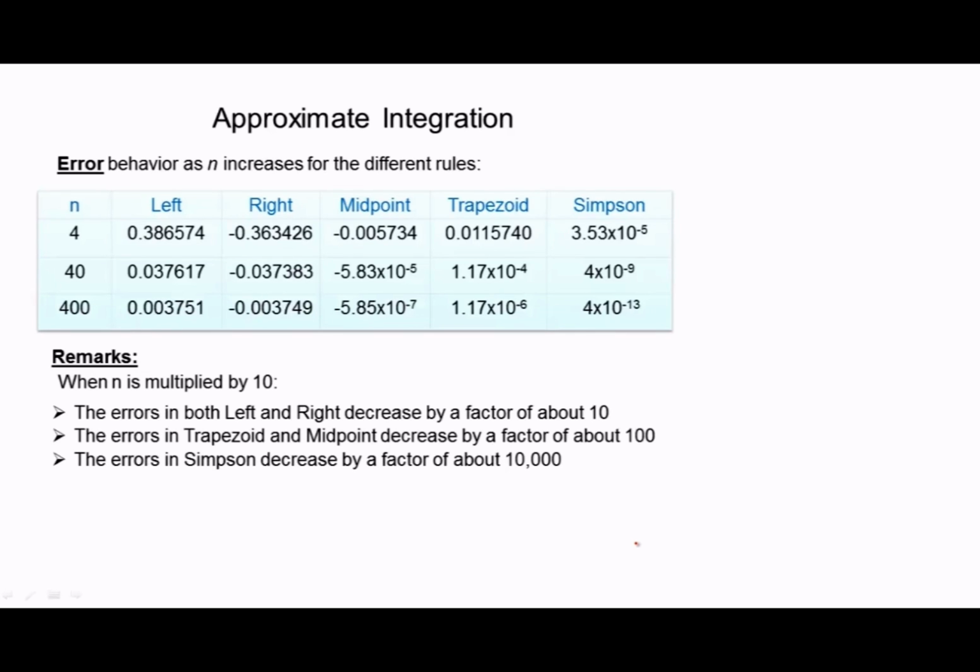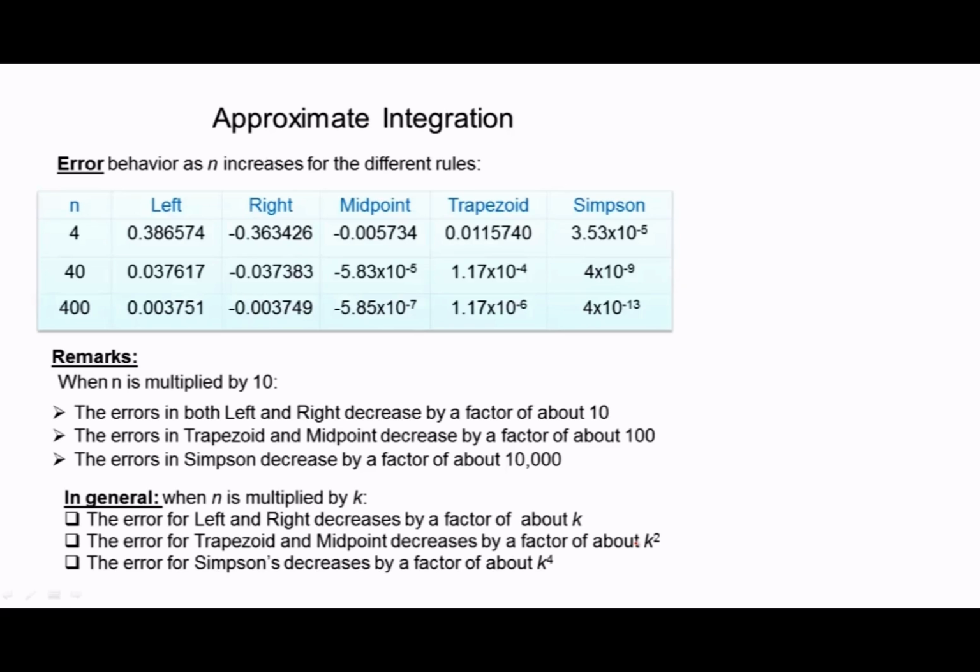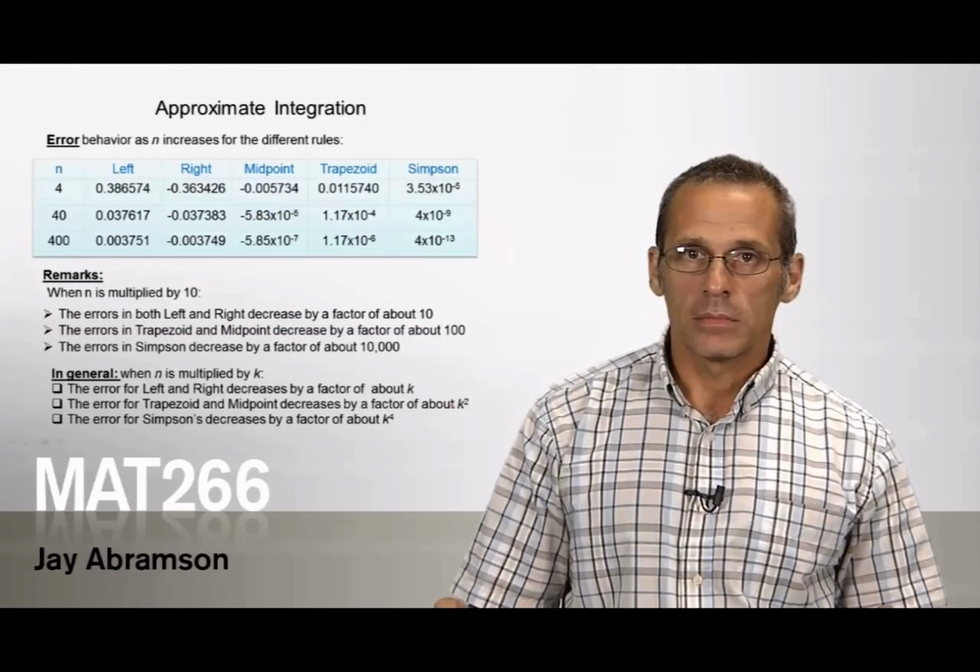So we can extrapolate and say, in general, when n is multiplied by k instead of 10, the error for the left and right-hand sums decreases by a factor of about k, while the error for the trapezoid and midpoint rules decreases by a factor of k squared. And for the best of the approximations, Simpson's rule, the error decreases by a factor of about k to the fourth.